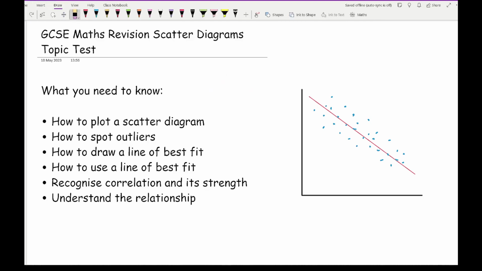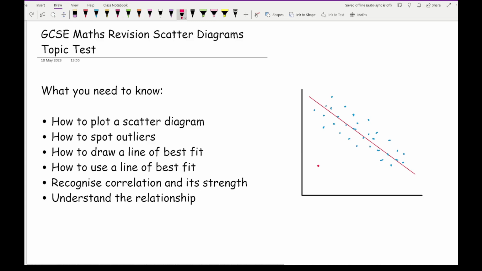The next thing you then need to be able to do is spot outliers. An outlier is a point that doesn't quite fit in with the trend of all the other points. So an outlier on this particular data would look like something that's out there, where you can see all the blue points are along a certain line, but this red point is a bit of a rogue.